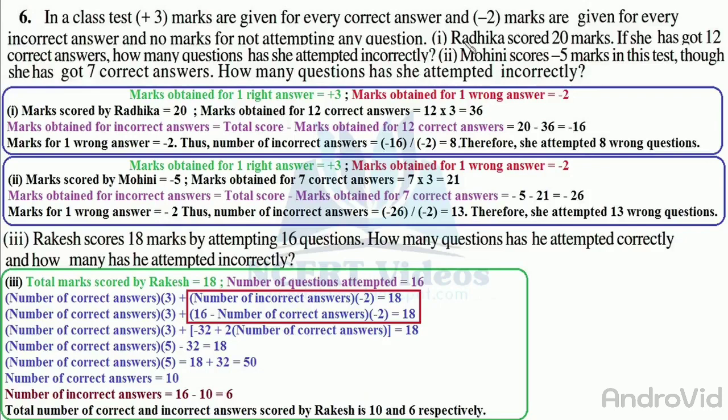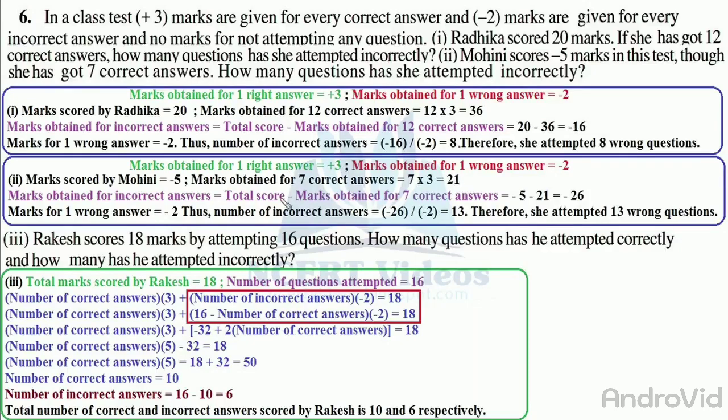Now, Mohini scores minus 5 marks in this test. Now, she has got 7 correct answers. How many questions did she attempt incorrectly? Now here, the same thing, because it is the same test, they both are in the same class. The marks scored by Mohini is minus 5. It is given to us. Now marks obtained for 7 correct answers, because we know she got 7 correct answers: 7 threes are, because one question gives her 3 marks, so 7 will give her 21 marks.